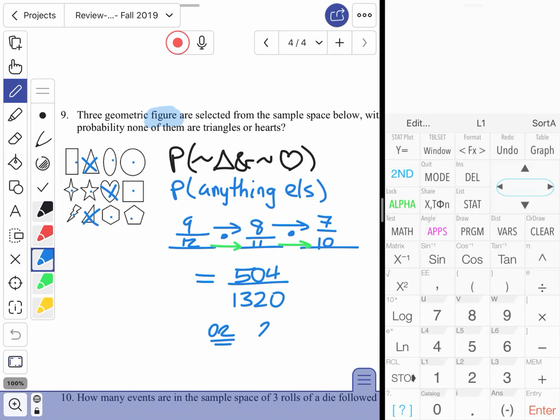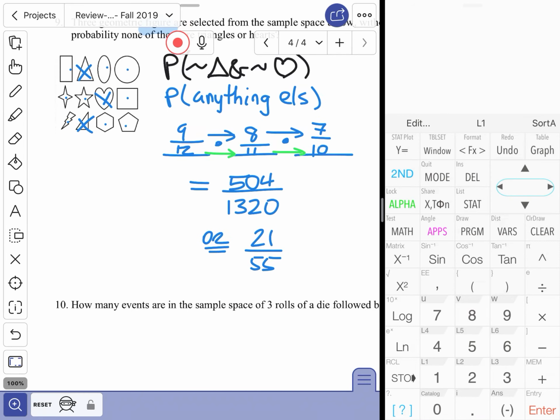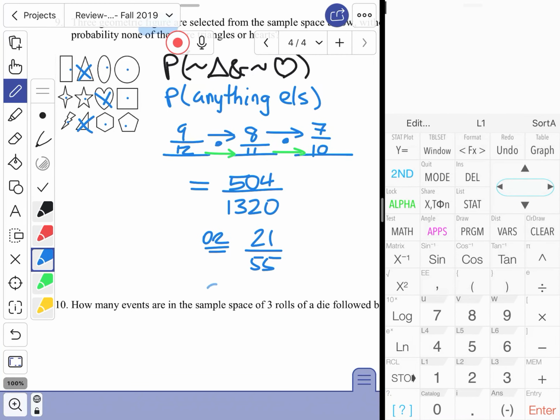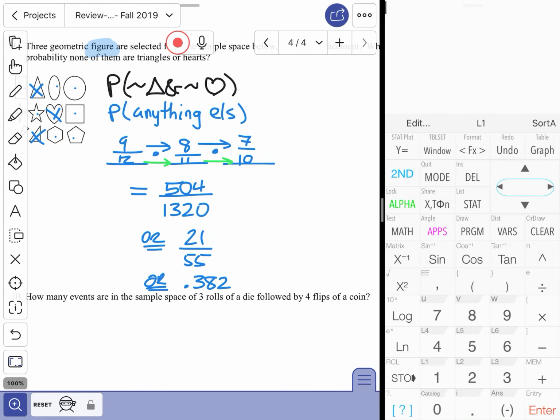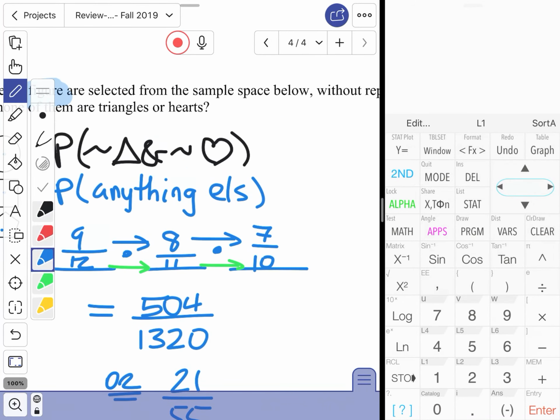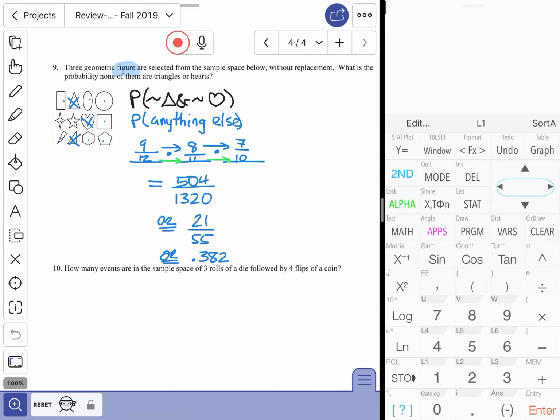So if you have it in simplest form, you might have gotten 21 over 55. Full credit for both. If you went to decimal form, the proper decimal equivalent would be 0.382 if you're going to 3 significant digits. That third digit would round. Oh, look at that. There's an E and else. Hello.